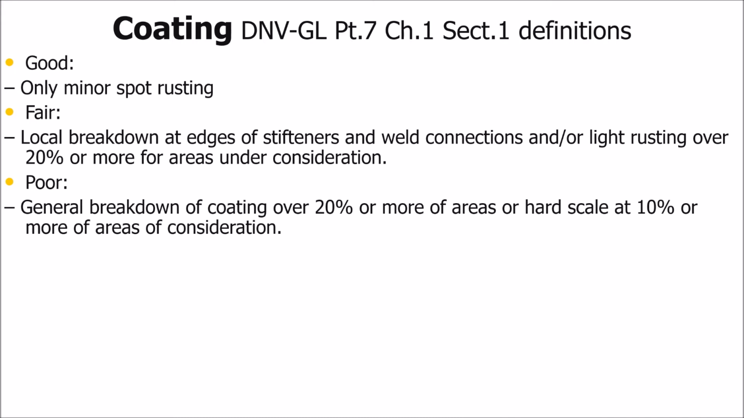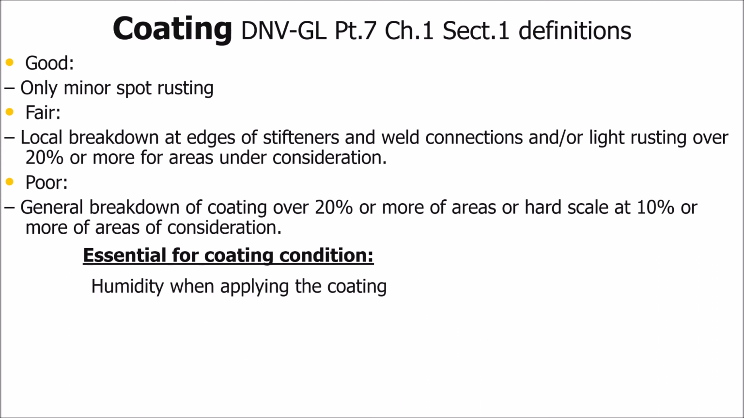So essential for coating conditions: humidity when applying the coating. We said that also in the maintenance course. The sacrificial anodes, there are 2 systems, a 2.5-year and a 5-year system. If you have 2.5-year anodes in the double hull bottom, the ballast tanks, and you have 5 years between the dry docking, it is not a very good idea.